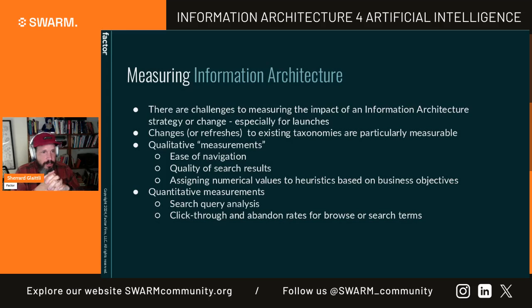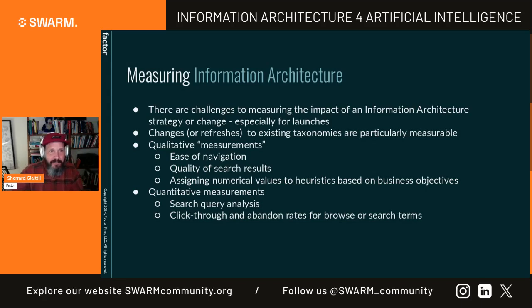So search query analysis: let's say you have a given term, fidget spinners. You're noticing that you're getting thousands and thousands of searches for fidget spinners. And when you look at the search term analysis for the term fidget spinner, you notice that the abandon rate is really high. That might tell you that for the search term fidget spinners, you are not getting the relevant search results that you are looking for.